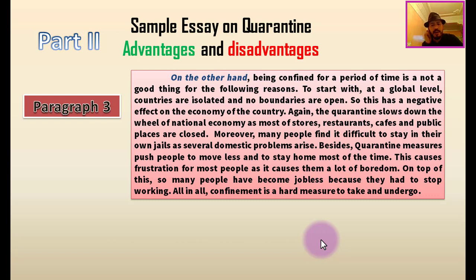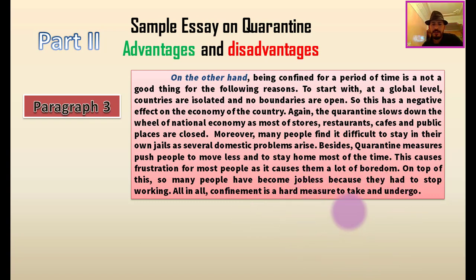Besides, quarantine measures push people to move less and stay home most of the time. This causes frustration for most people, as it causes them a lot of boredom. On top of this, so many people have become jobless because they had to stop working. All in all, confinement is a hard measure to take and undergo.